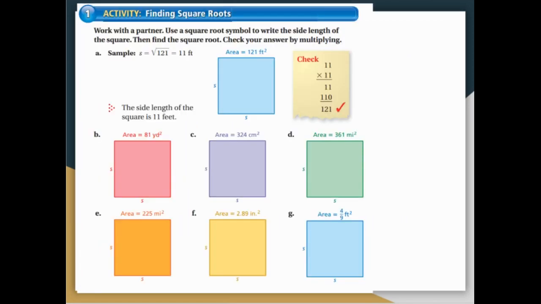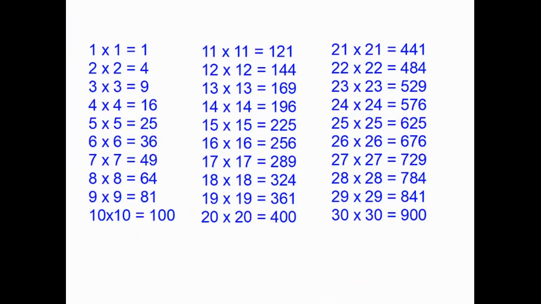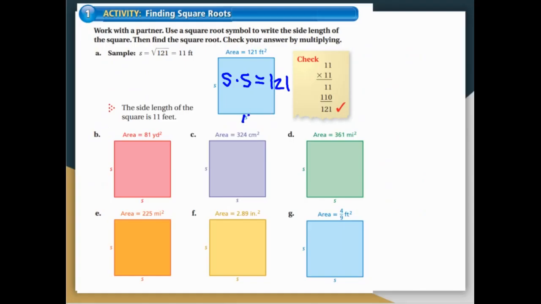So if we had these squares and we wanted to know the length of the side of a square, we would say, oh, well, we have two s's multiplied together, or a number multiplied by itself, and the answer is 121. So you could go through your list of squares and find 121 right here, and you would find that the answer is 11. So the length of this side must be 11, because 11 times 11 is 121.